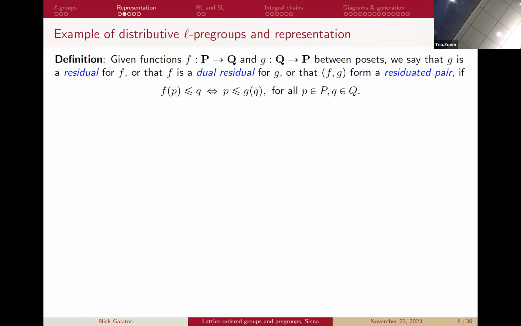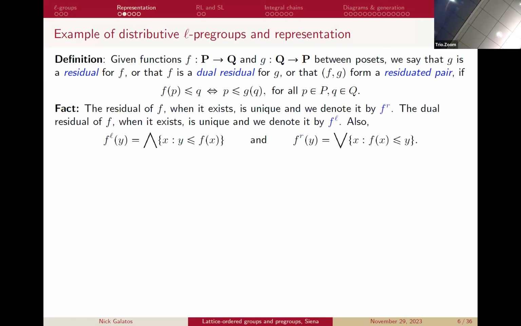So in this case, I will give a name to the G because if such a G exists, it's unique. There's only one G that can work, or no G. So that's the name we give it. If such a G exists, we call it F to the R. That's the residual of F if it has a residual. If you're talking about G, then the F corresponding to it is called the lower, the dual residual, and I'm going to call it G to the L.